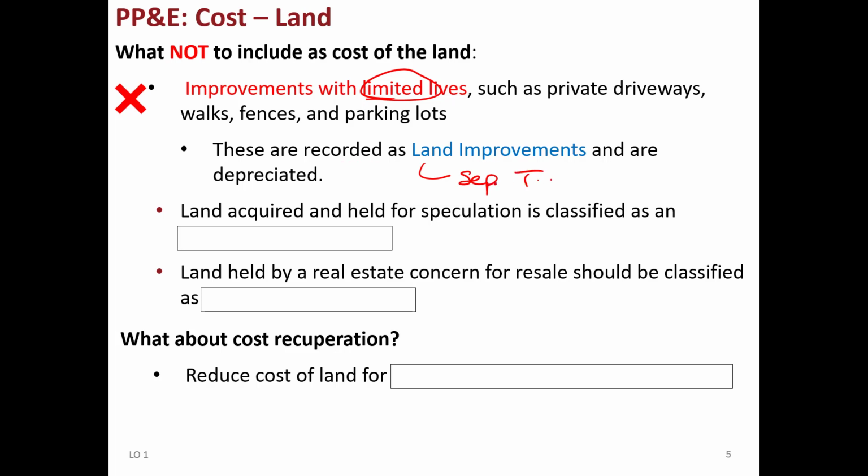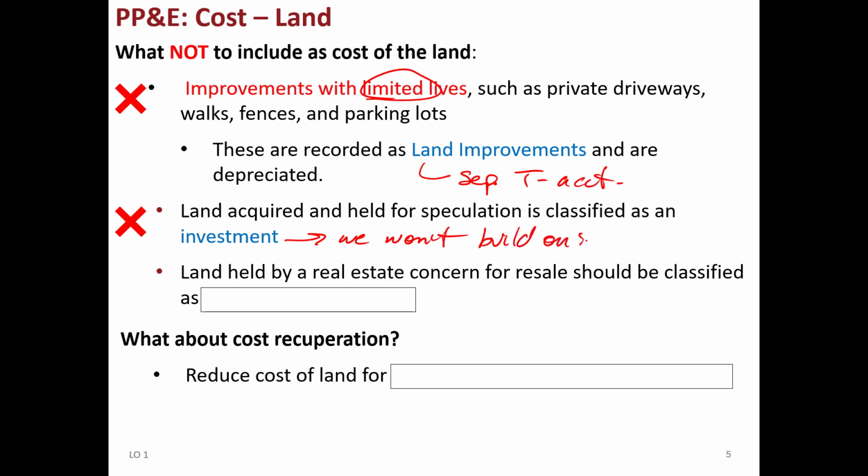Land acquired and held for speculation is classified as an investment. We're holding on to it. We're not going to build on it. We're just going to hold it, wait for the price to rise, and then sell it off at a higher price.